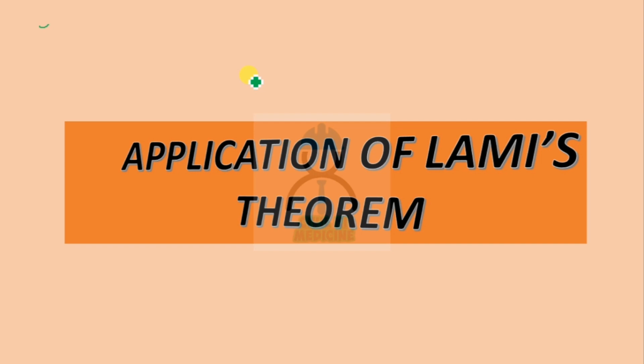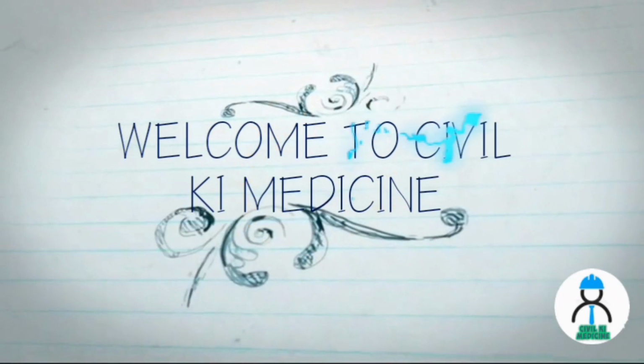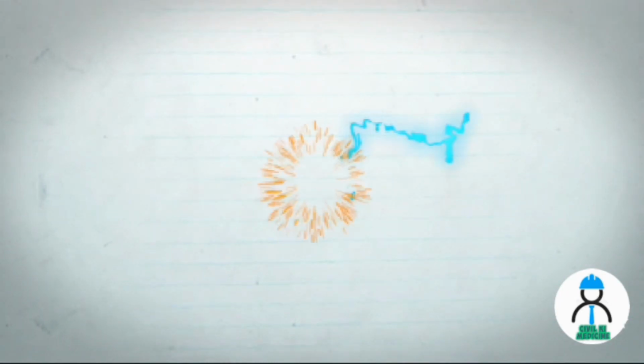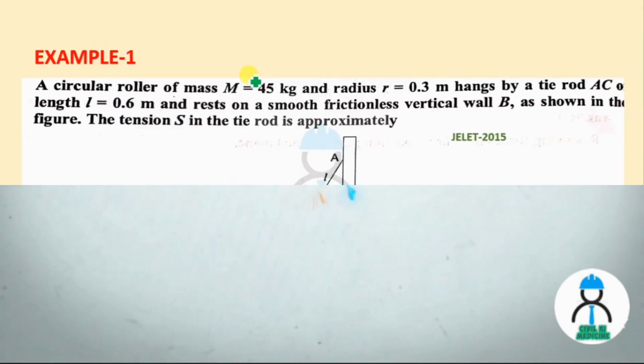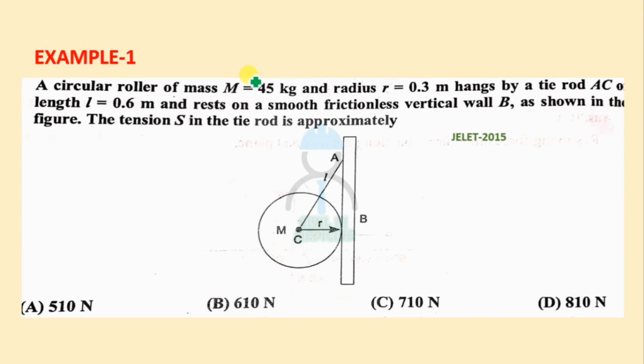So let's start now on the application of Lami's theorem. The first example I have taken from the GATE previous year question from 2015. In this question, it is asked that a circular roller of mass m 45 kg and radius 0.3 meter hangs by a tie rod AC of length 0.6 meter and rests on a smooth frictionless vertical wall B as shown in the figure. The tension S in the tie rod is approximately.